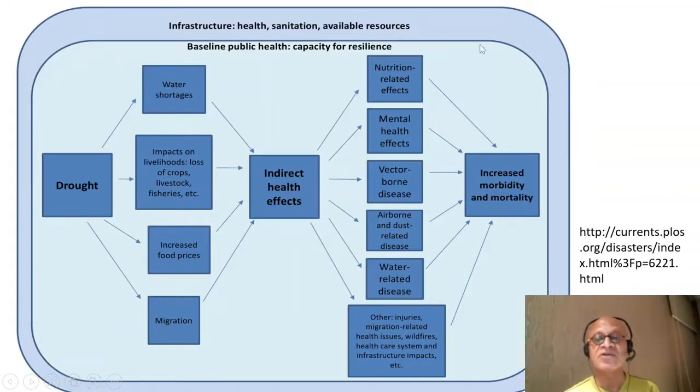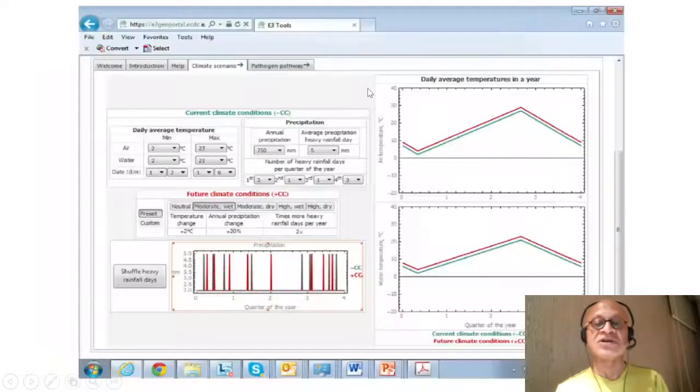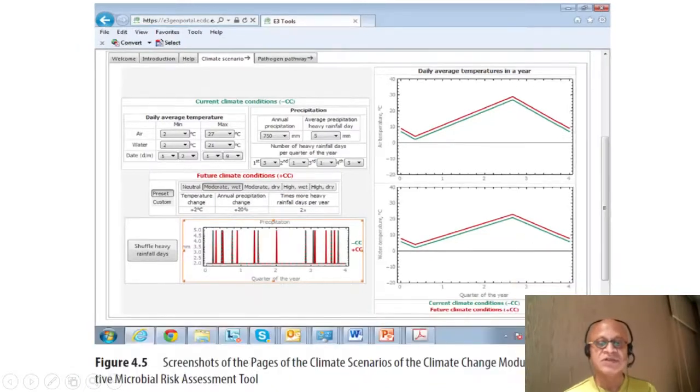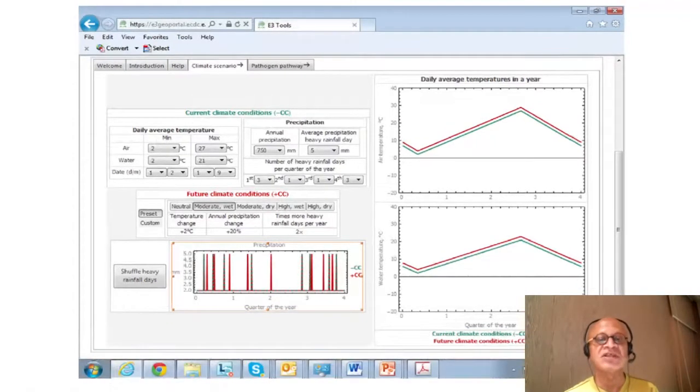So when we talk about planetary health, these are the socioeconomic, social governance, and policy issues along with environmental issues that we have to consider. Okay, so more specifically about adaptation and mitigation of health risks. This is an example from one of the pages, screenshots of the pages of climate scenarios of the climate change modules for the quantitative microbial risk assessment tool. This is a specific tool designed for quantifying microbial risks. So it's giving users multiple options.